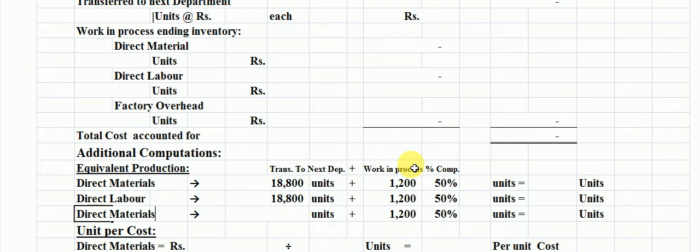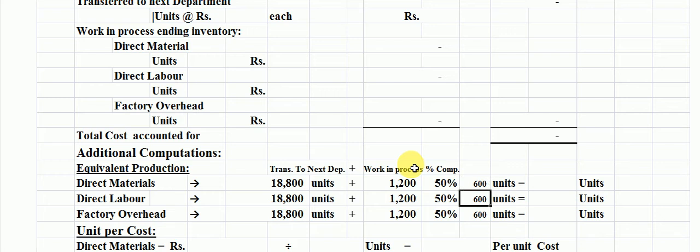Same as factory overhead. Students, this is also 18,800 units here. Now we find this unit here is equal to 1200 into percentage, which is around 600 units here, same as we have copied these other boxes here.